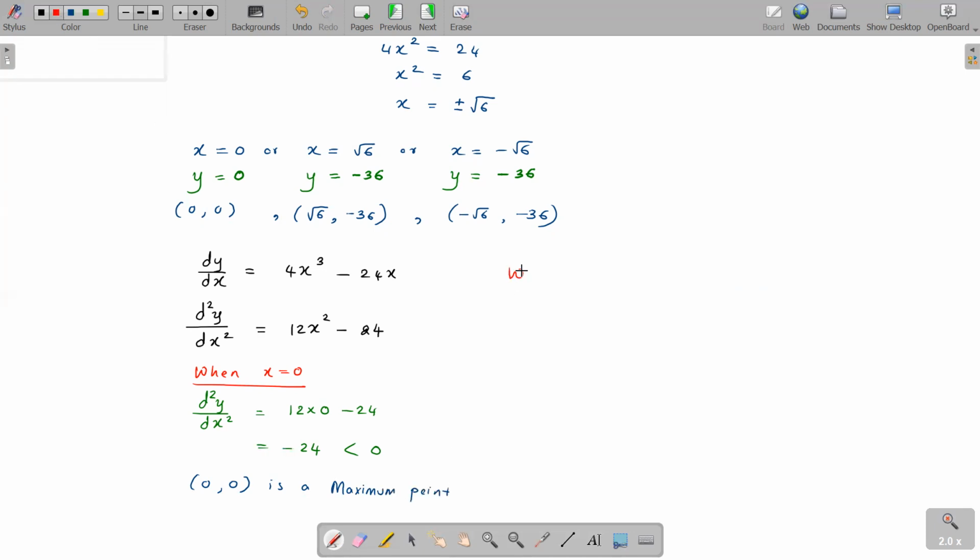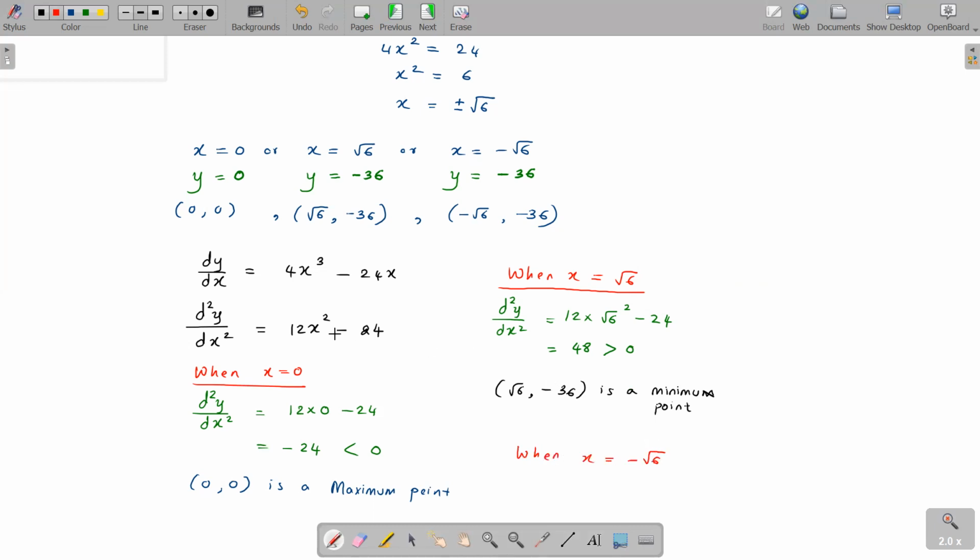And the next one, when x is root 6. Let's substitute for d square y by dx square: 12 times root 6 square minus 24. How much is it? 48, which is greater than 0. Therefore, greater than 0 means it's a minimum point. Therefore, root 6, minus 36 is a minimum point.